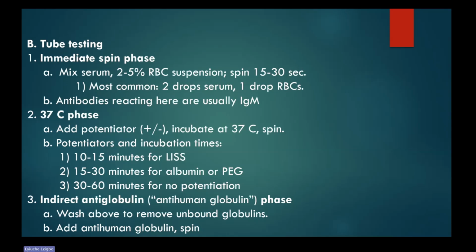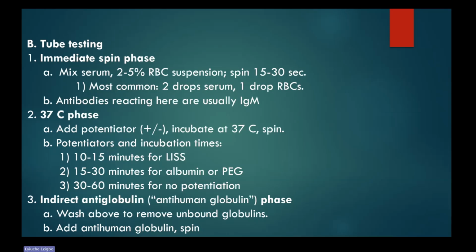In the process of cross-matching blood, we can do that by various methods, like the tube testing we are talking about. With tube testing, we can perform either an immediate spin, or incubate at 37 degrees centigrade, or also perform indirect antiglobulin testing, depending on the type of antibody we are looking for and the urgency of the required blood grouping.